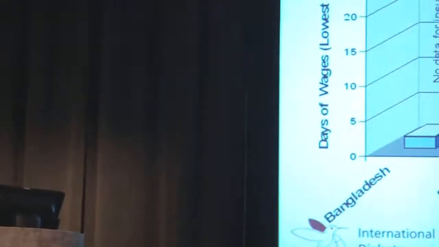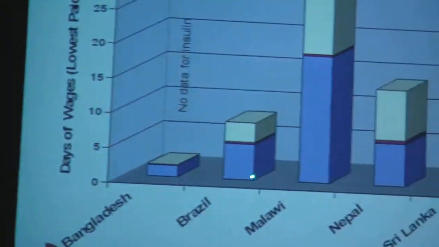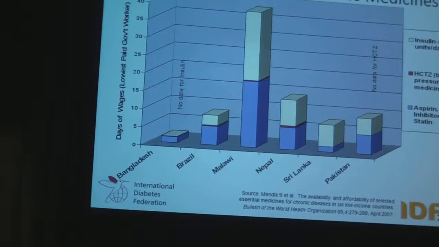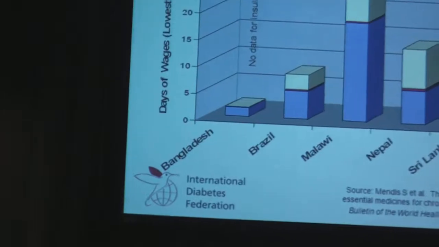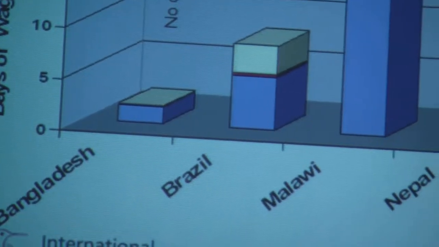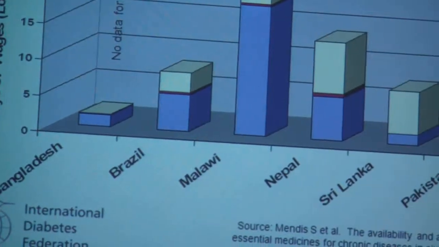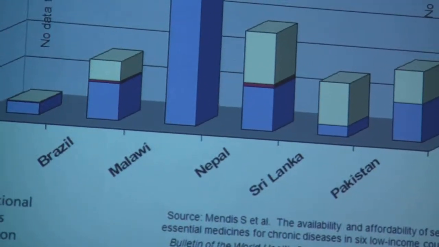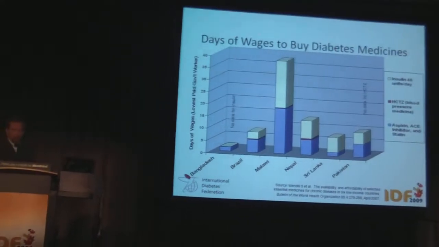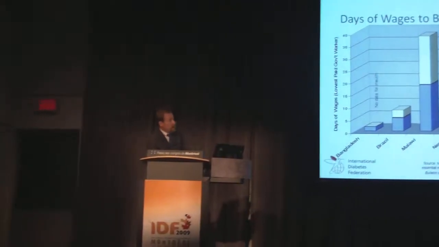Just to show you how important this is for a person living in a lower middle income country, these are a few countries where the World Health Organization calculated the amount of money they had to spend out of pocket for essential medicines. You know, aspirins, ACE inhibitors, statins, blood pressure medicines, and insulin in various countries. And the way it's calculated is how many days of wages of the lowest paid government worker would it take to buy these essential medicines in different countries.